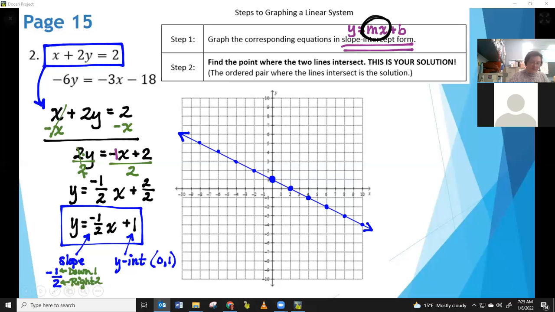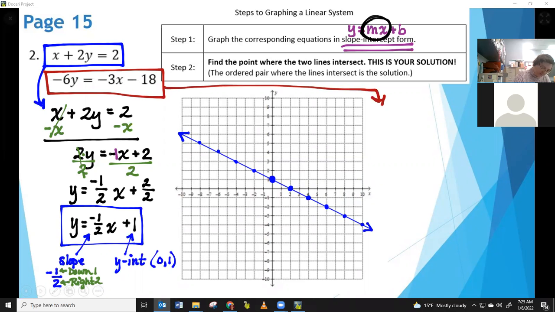All right. So now second equation, we need to also take this one and put it in slope-intercept form. So I'm going to bring that around over here. Negative 6y equals negative 3x minus 18. Is this one in slope-intercept form? Let me know in the chat, yes or no. Is this one in slope-intercept form? No. Okay.